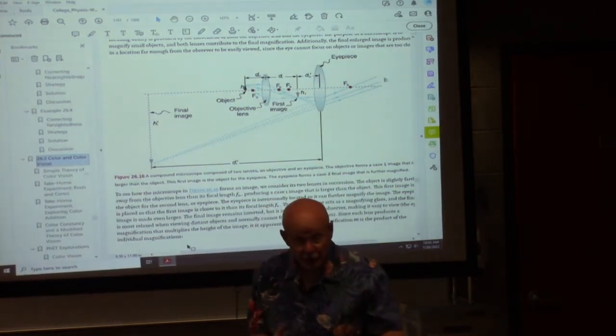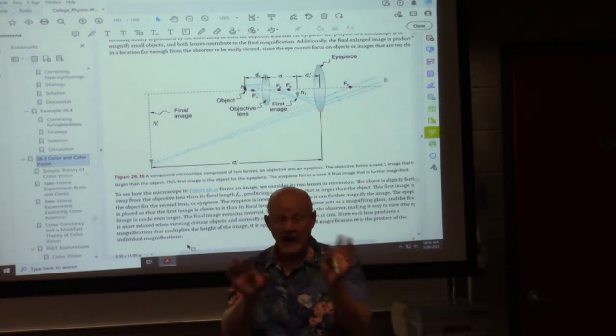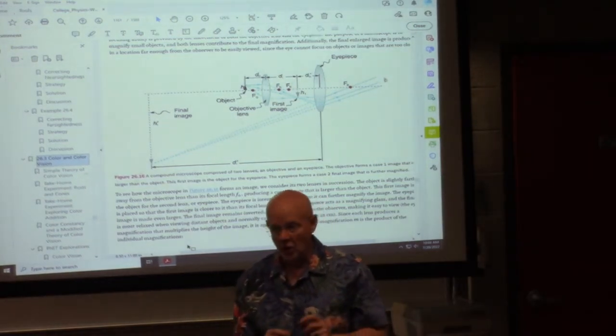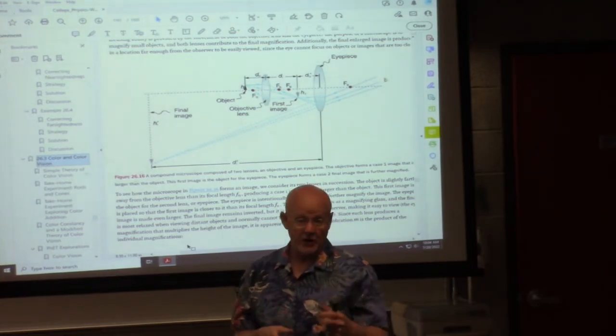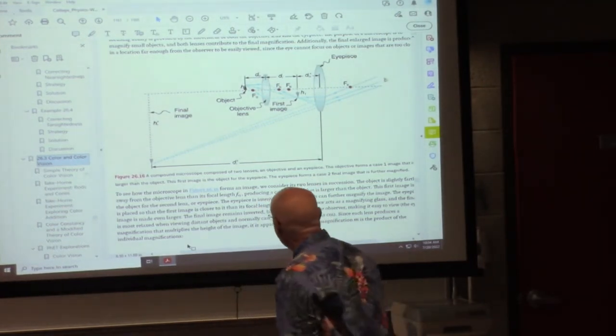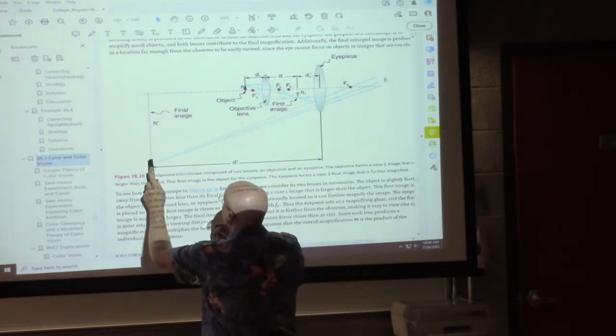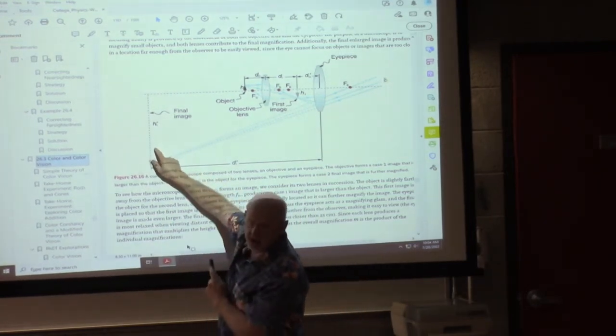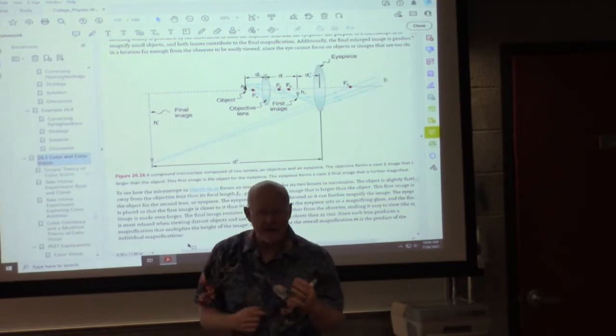And case number 2 makes a virtual image. It does not invert it. So I guess I would say it's already inverted, so the second lens keeps it inverted. And that's what they're trying to show in this picture. So they say this is the final image. So the final image has been magnified twice.